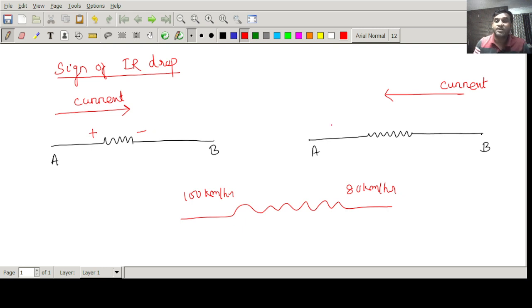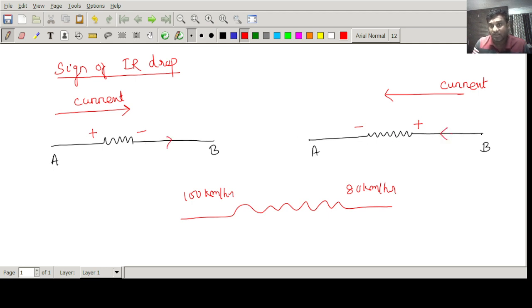Okay, same thing happens here. If the current is flowing from B to A, when the current enters the resistor, I will mark it as positive. When the current leaves the resistor, I will mark it as negative. So the current is only giving the positive and negative. Remember, when the current enters the resistor or any passive element, that entering part we can mark as plus, and the leaving part of the current is marked as minus.